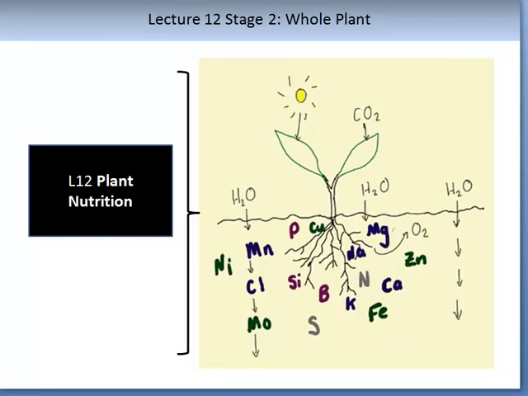This subject is separated into two stages. The first stage enabled us to learn about plant physiological processes by taking a virtual journey through the plant. In this stage we are going to look at whole plant responses, and in this lecture we will specifically look at whole plant responses on the topic of plant nutrition.